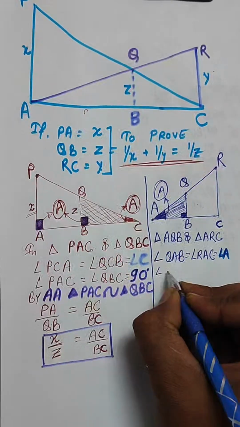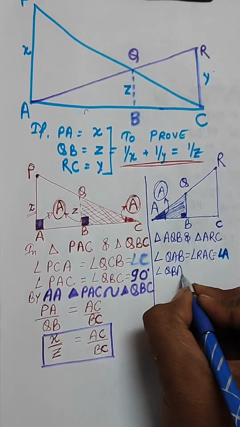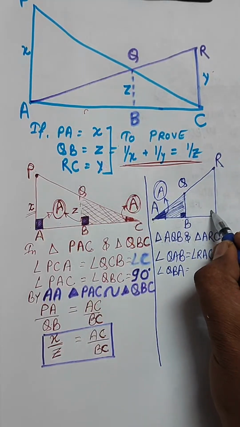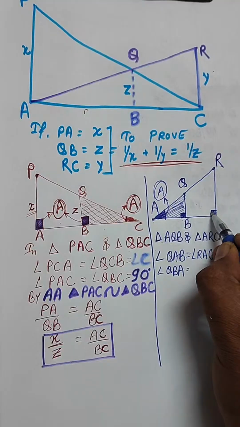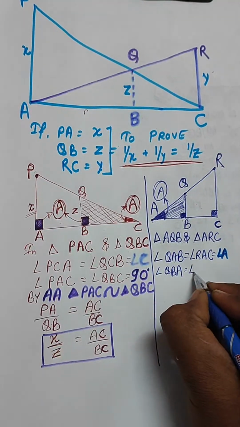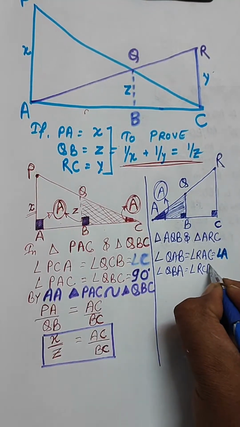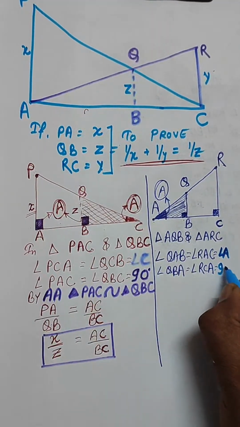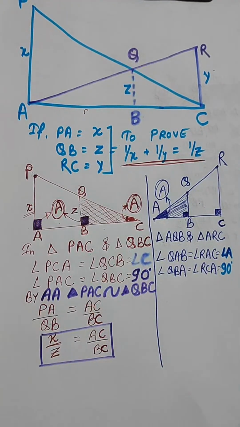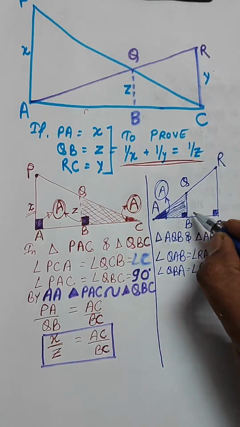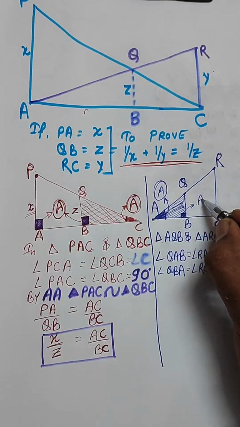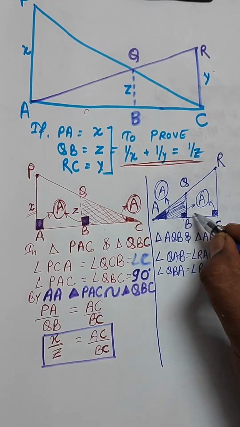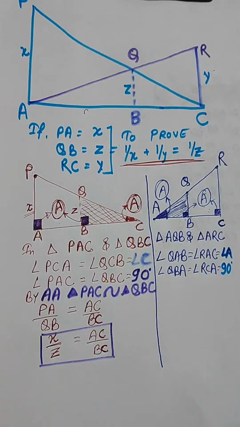Angle QBA will be equal to angle RCA, this angle, and both are equal to 90 degrees. So we can see that another similarity criterion is fulfilled, which is the 90 degree angle for both the triangles.